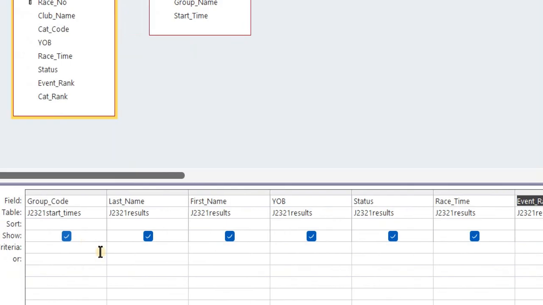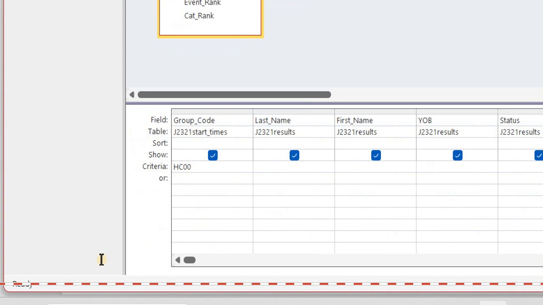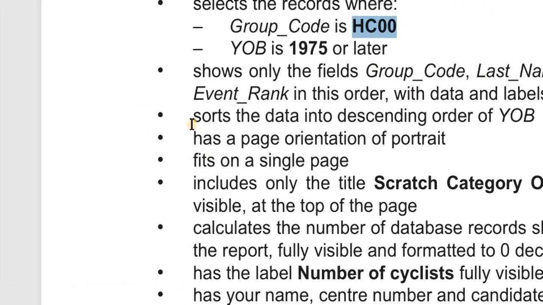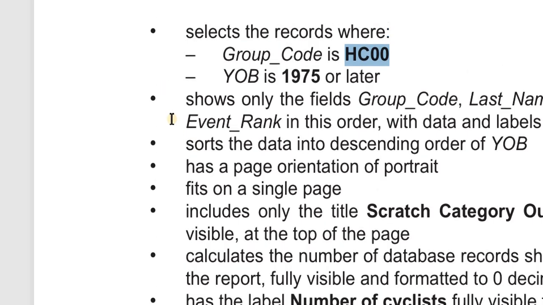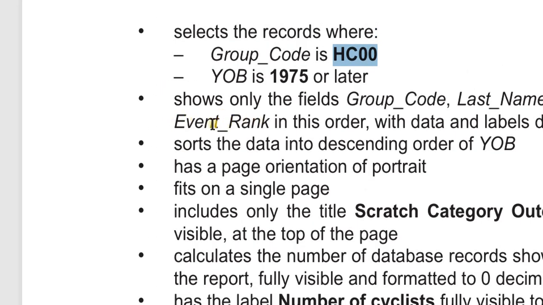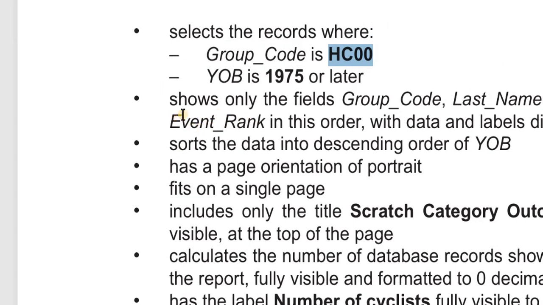Now we have the group code. Here we have the criteria. I'm just going to drop it there directly. You could just type in HC00 because the question says, is this? So that means we want the exact thing that is this. Now it says 1975 or later. Now a later date after 1975 is going to be 1976, 1977, which is greater than this.